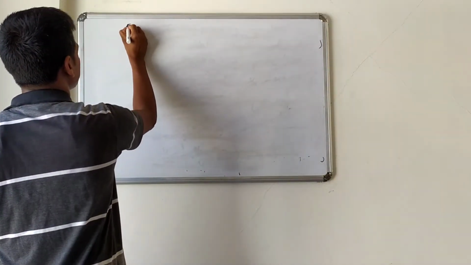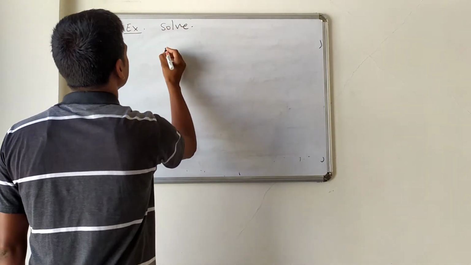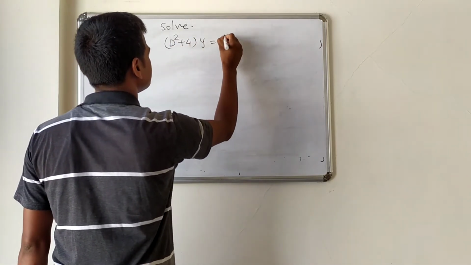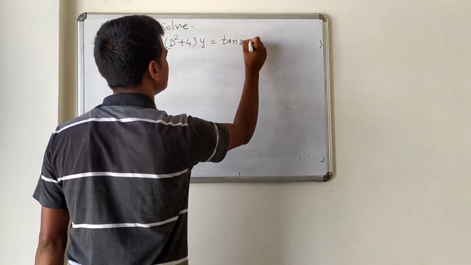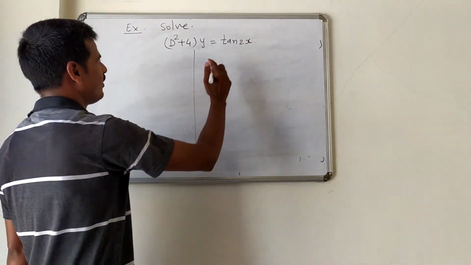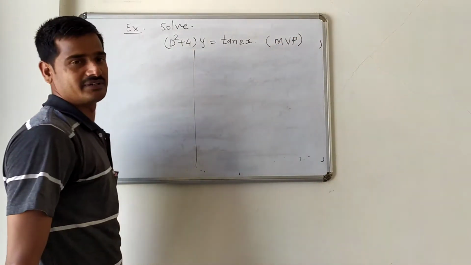Now solve this example. First example. Solve d square plus 4 into y is equal to tan of 2x. So solve this differential equation with the help of, I mentioned here, using method of variation of parameter.